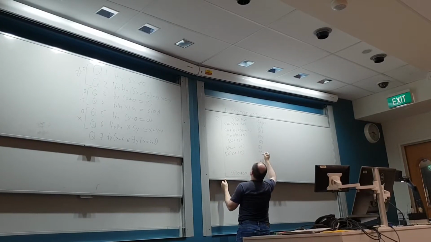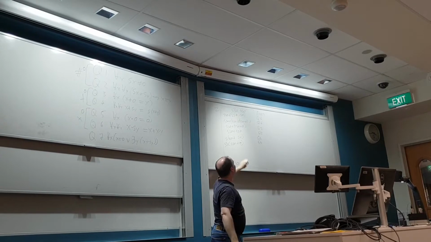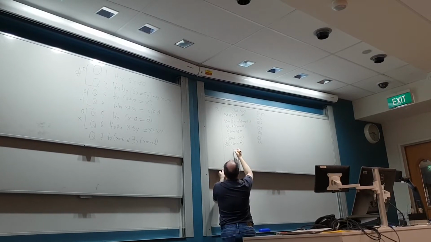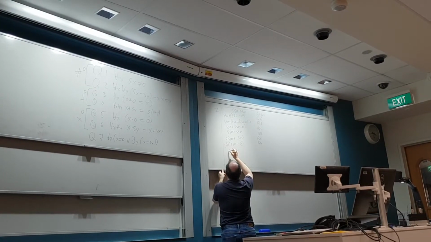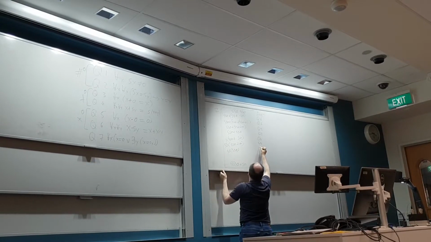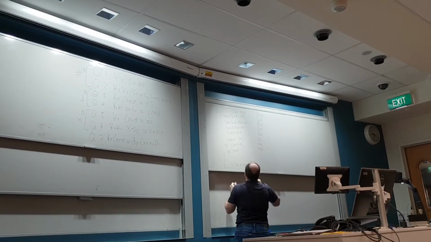We're doing Q4 again. And now we're adding 0 to something. So that's SS0, SS, and those brackets are optional. That's Q3.